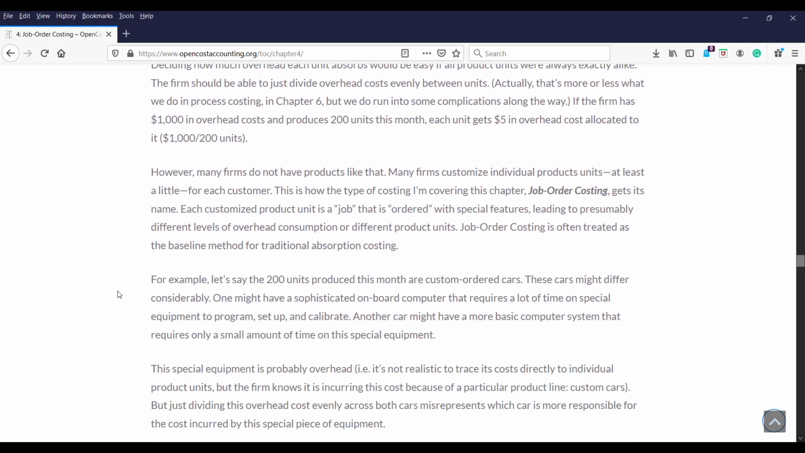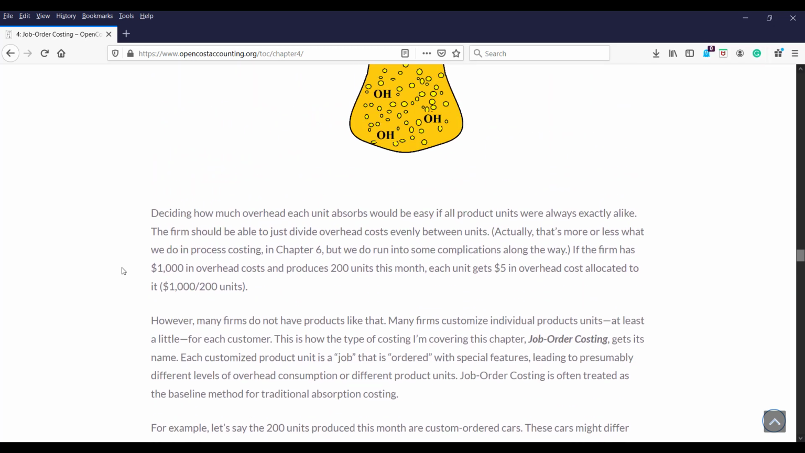So with job order costing, I like saying it this way. Some textbooks actually shorten it to just job costing. I like having job or order because I think it helps you understand what it is. So we're talking about areas where it's customizable, at least to some degree.